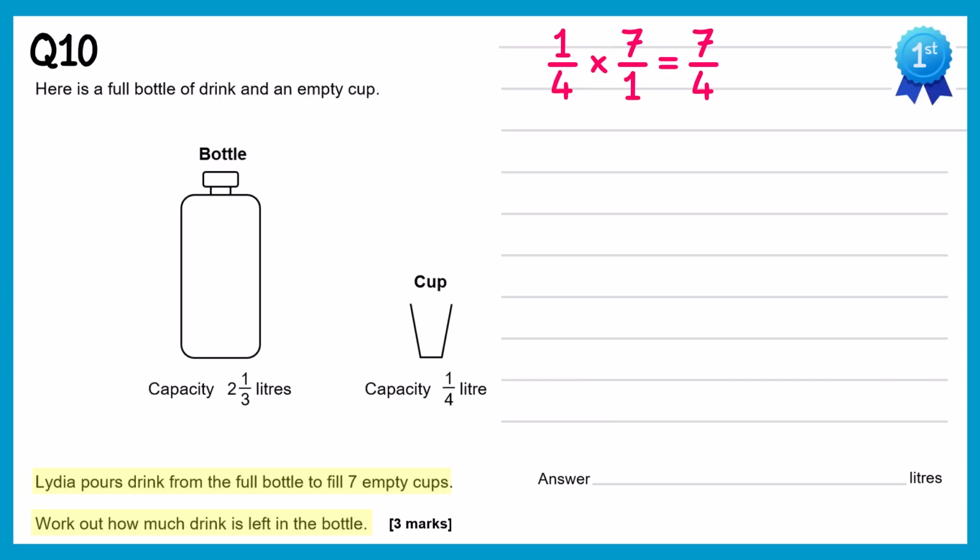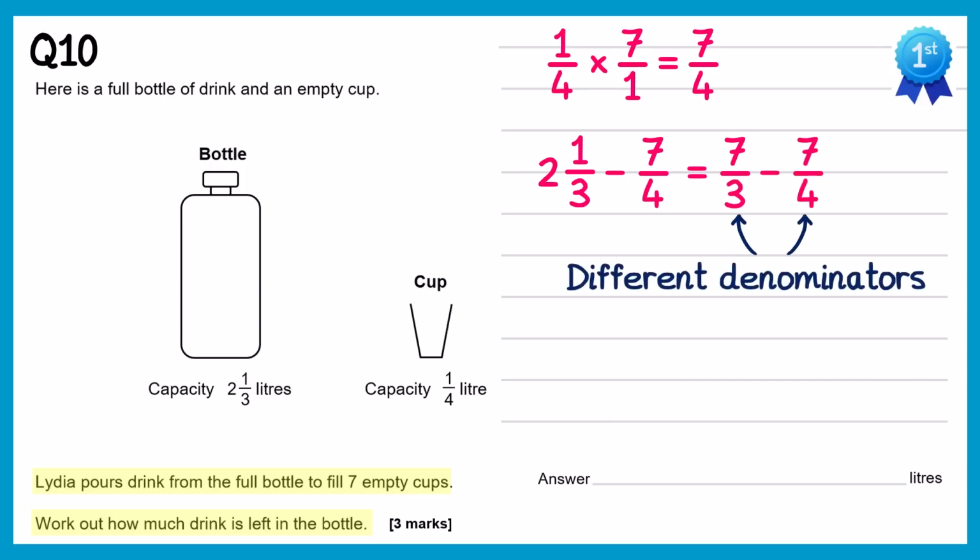The bottle starts off being full with a capacity of 2 1/3 litres, but we're going to pour out 7/4 of a litre to fill up the empty cups, so we need to subtract 7/4 from this. To do this, we'll convert the mixed number 2 1/3 into an improper fraction. We can do this by multiplying 2 and 3, which is 6, and then adding 1, which is 7, so 2 1/3 is the same as 7/3. And then we need to subtract 7/4 from this.